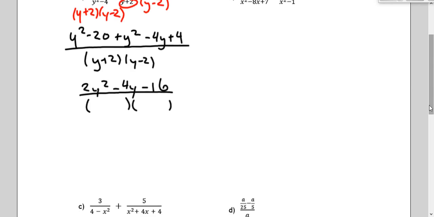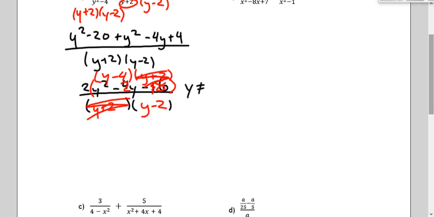The top factors down to, well, you can factor out a 2 here. So then that changes to 2, this changes to 8. So then that changes to y minus 4 and y plus 2. So then this would be y plus 2, y minus 2. These guys cancel. Our NPVs, y cannot equal plus or minus 2. So we're left with 2y minus 4 brackets over y minus 2.